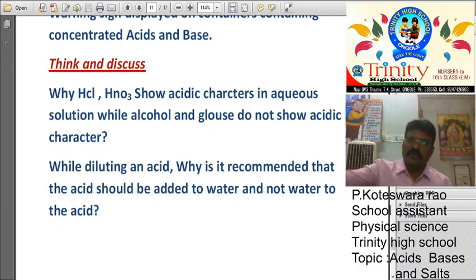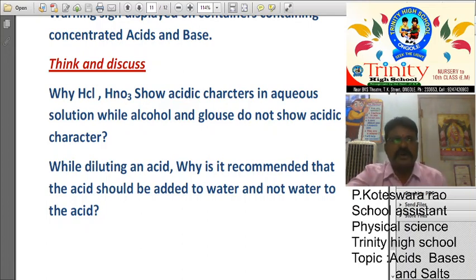But if you add water to the acid or base, what happens? It can immediately produce a lot of heat. Then that liquid splashes out. Because of local heating, the test tube will burst. If it bursts, it is very dangerous. Okay, so I think all of you understood this one.